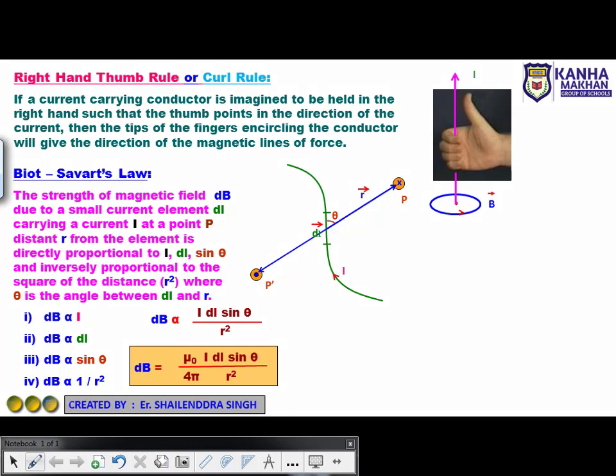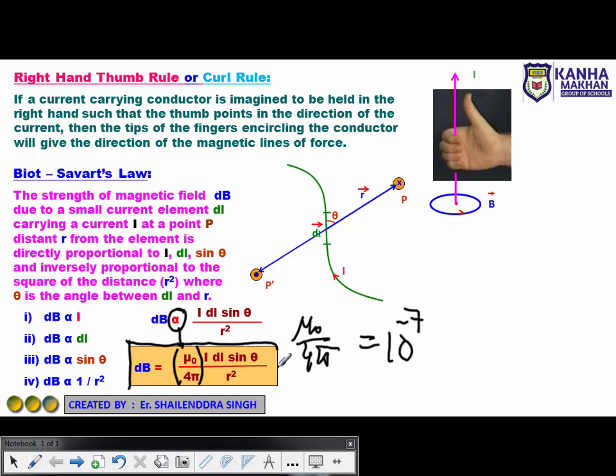Now this is just a proportionality sign, and when we remove that proportionality sign, a constant takes place, whose value mu naught upon 4 pi is the proportionality constant for magnetism, and its value is 10 to the power minus 7. You must learn it. Okay. So here that formula indicates a small magnetic field. What is a small magnetic field? It is the field due to that particular length of the wire in which current is flowing.